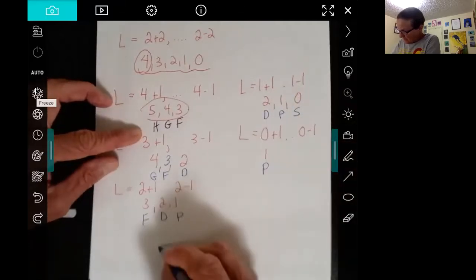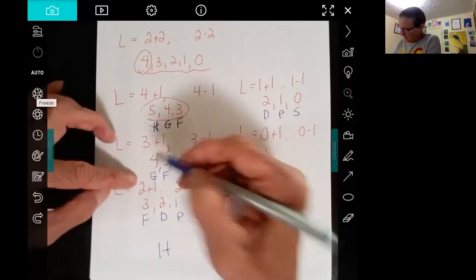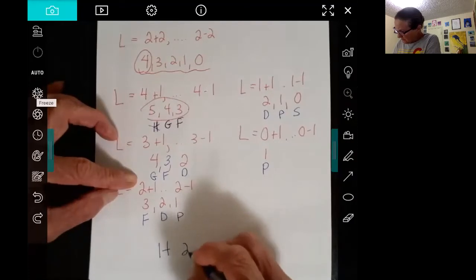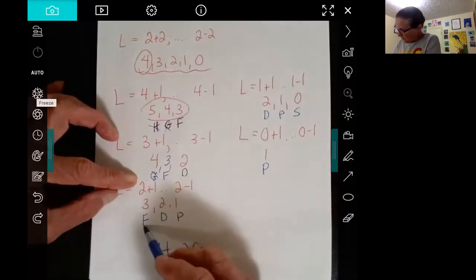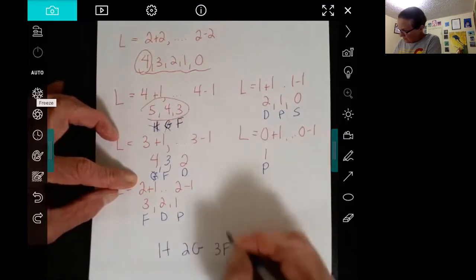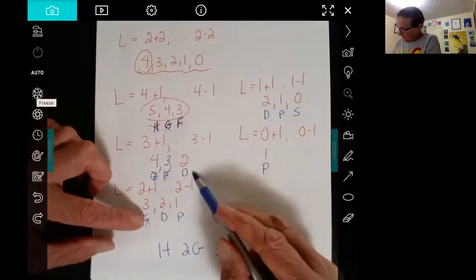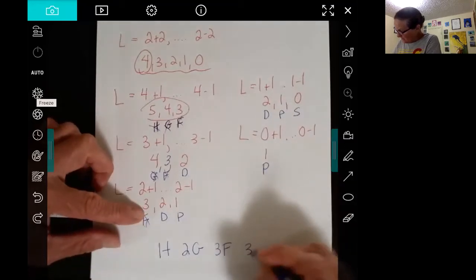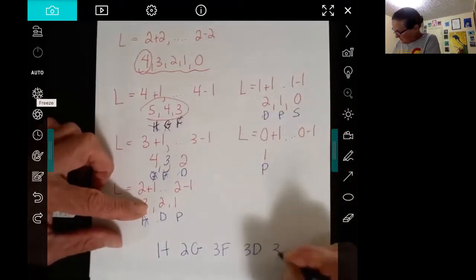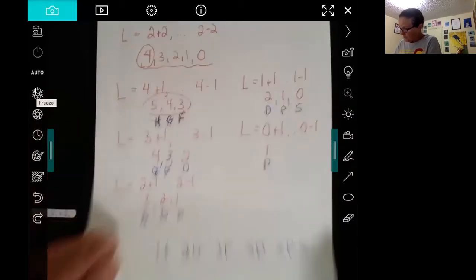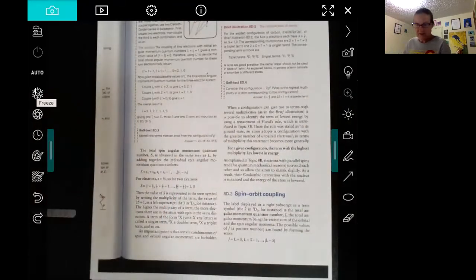So that means we have an H from this guy. We have 2 Gs. We have 1, 2, 3 Fs. So these are different ways they could couple. We're going to have 1, 2, 3 Ds, 3 Ps, and an S, which is the same answer that they got.